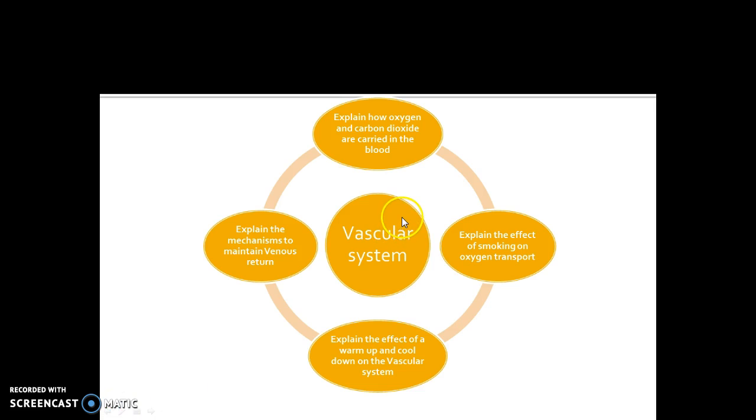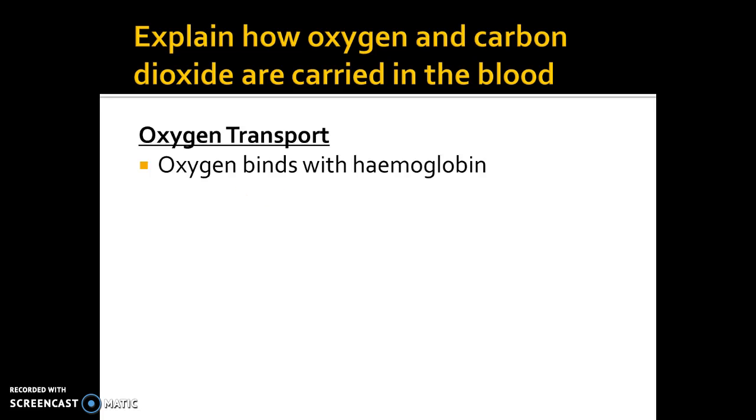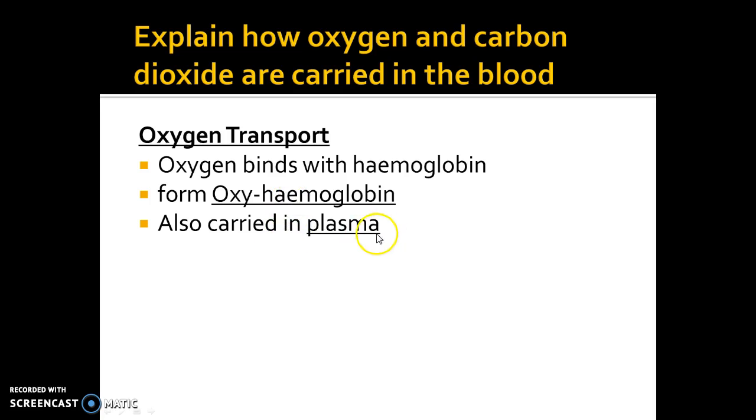So first one, we're looking at how you explain oxygen and carbon dioxide transport in the blood. So how does it move around the body? Well, it's very simple. There's a formula for this. Hemoglobin's the main carrier. The secondary carrier is plasma. So if you look down here, you've got oxygen transport: oxygen binds with hemoglobin to form oxyhemoglobin, then it's also carried in plasma.